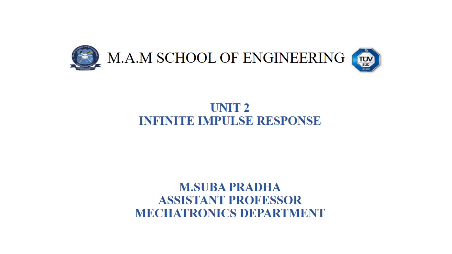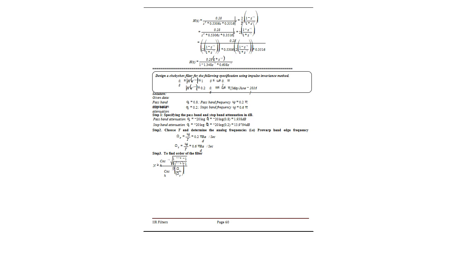Here is the unit 2 continuation part. Let me see one by one. So, design a Chebyshev filter. The given data are here. First, we have to write the passband attenuation, passband frequency, stopband attenuation, and stopband frequency.